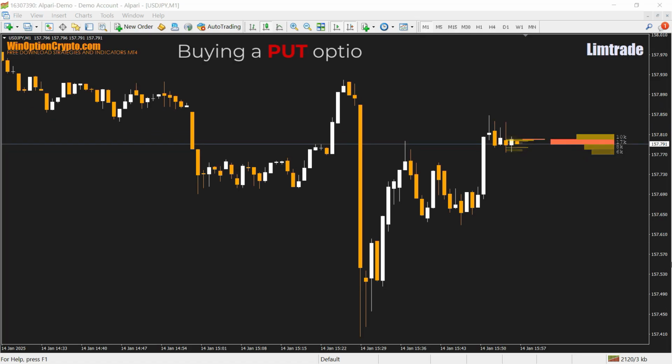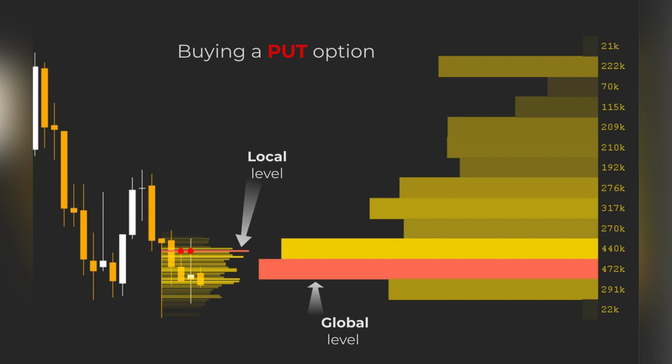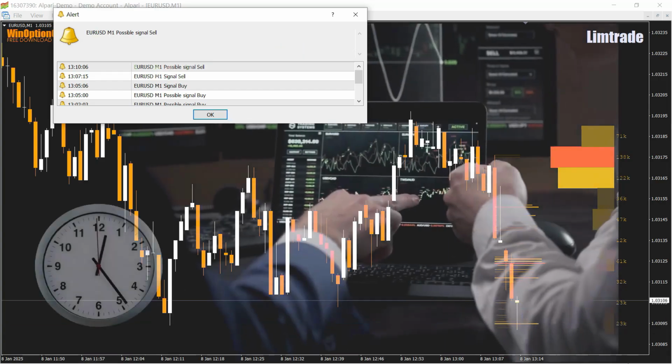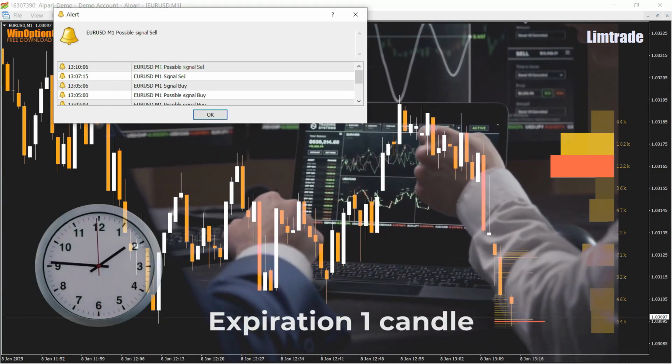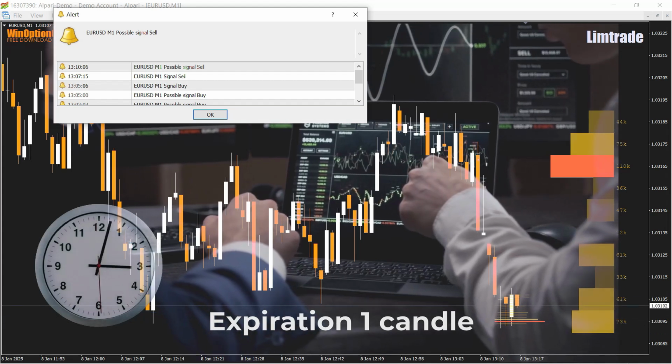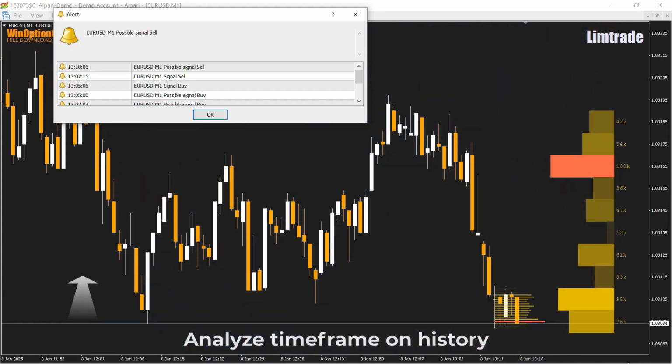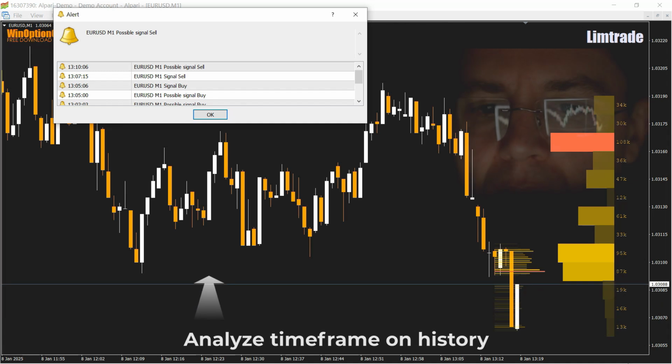The put option is purchased when such a combination is on the chart. First, the global and local levels match. Second, the price approached the level from bottom to top. Third, a red dot appeared. Fourth, at the moment the price touches the level with a red dot, we open a put option. Our analysts and testers recommend choosing an expiration time of 1 candle, and the holding period of positions should be selected by analyzing the results of testing the chart data on history.